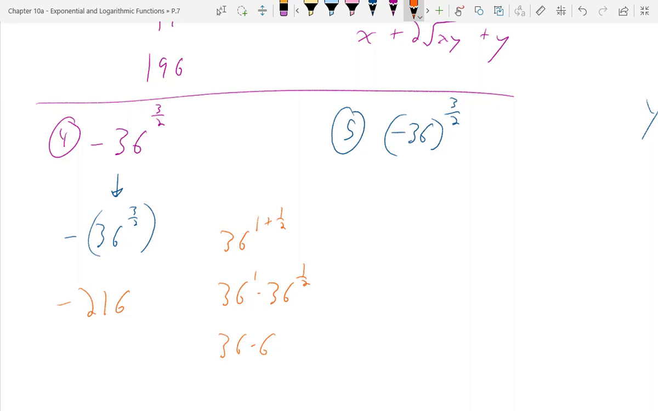36 to the 3/2 means I'm keeping the 36 and I'm multiplying it by another 6. Little advanced. You guys will probably just end up going back down to 6 and then raising it up again. What would this be?